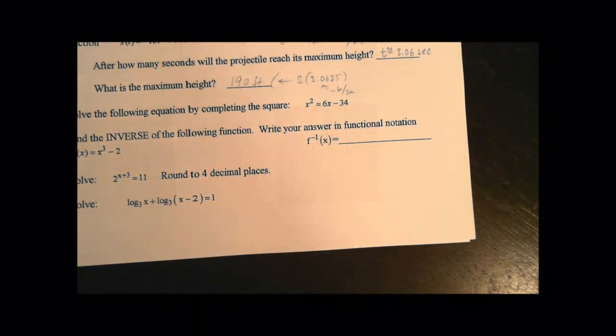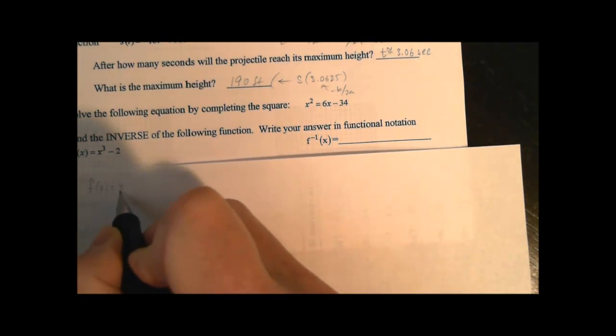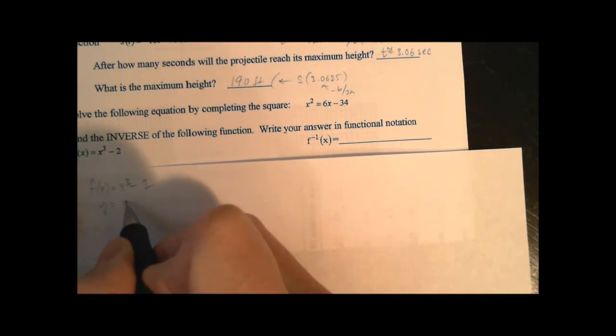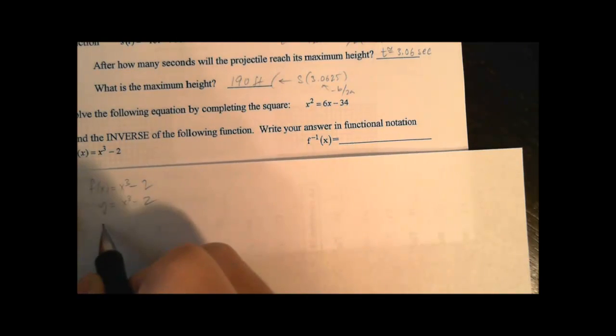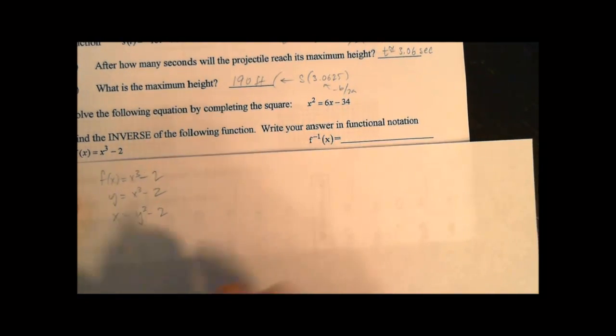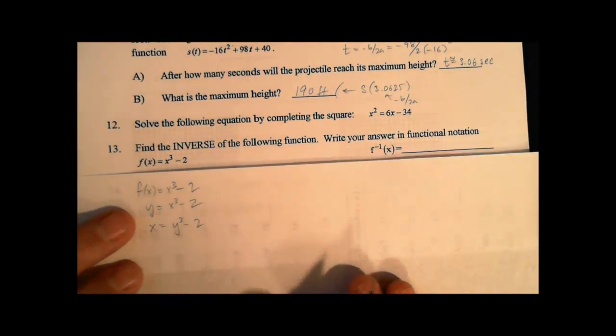Finding the inverse of the function. Pretty standard. f of x is x cubed minus 2. Check that it does pass the horizontal line test, but here's the same function. Here is its reflection across the line y equals x. So x equals y cubed minus 2 is its reflection.